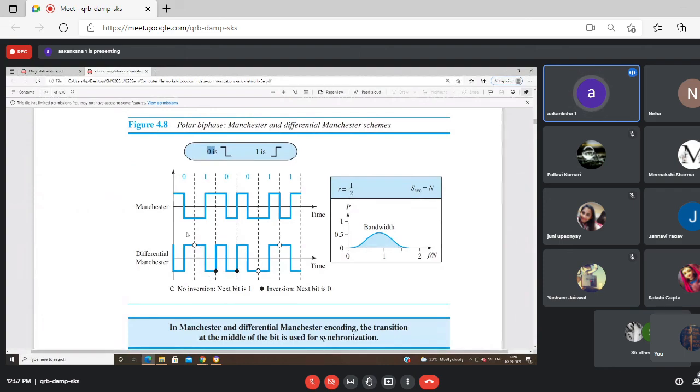Why is it going from high to low here, if we are not saying 1 is high to low? Because we have to do a transition in the middle of the bit for synchronization. So this transition in the middle of the bit is for synchronization. This is not for representing zeros and ones.